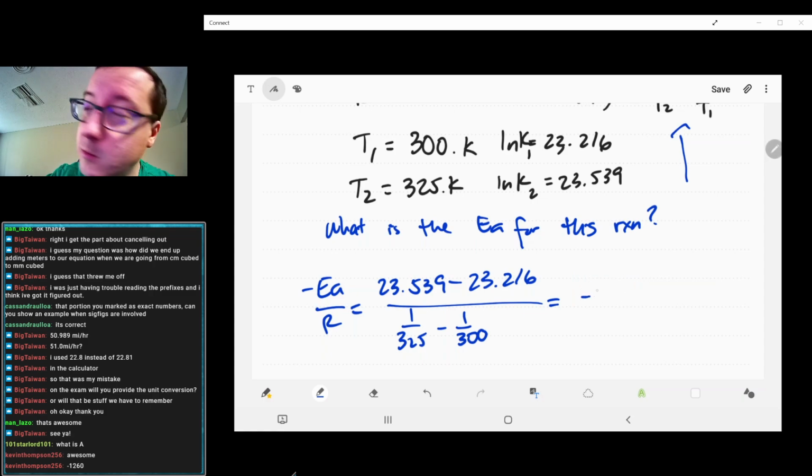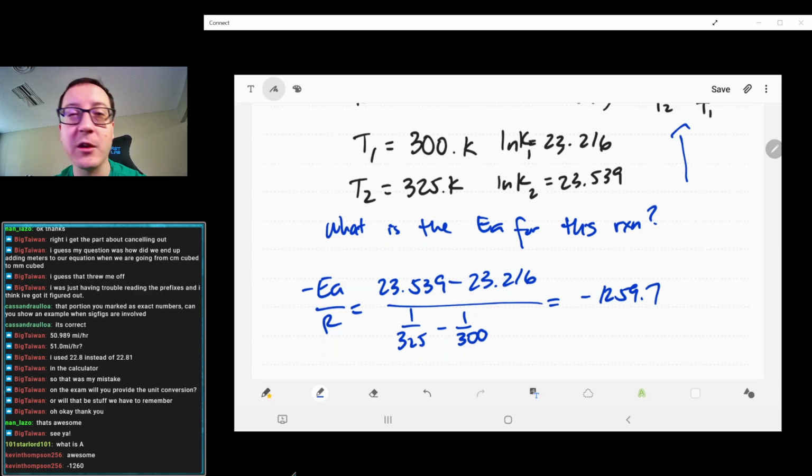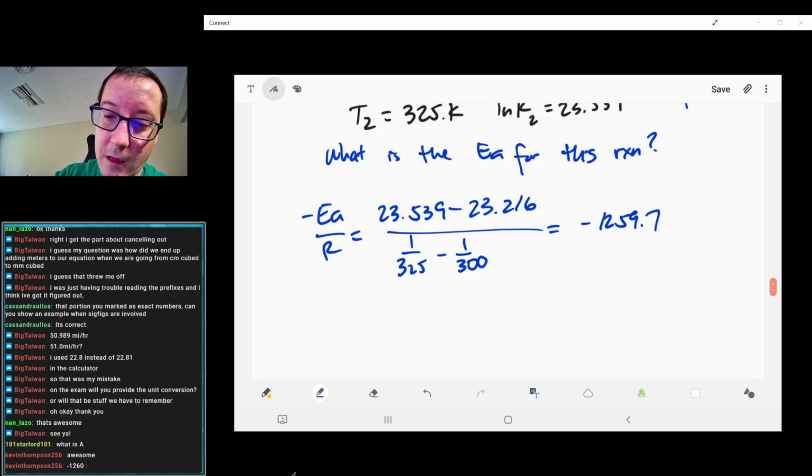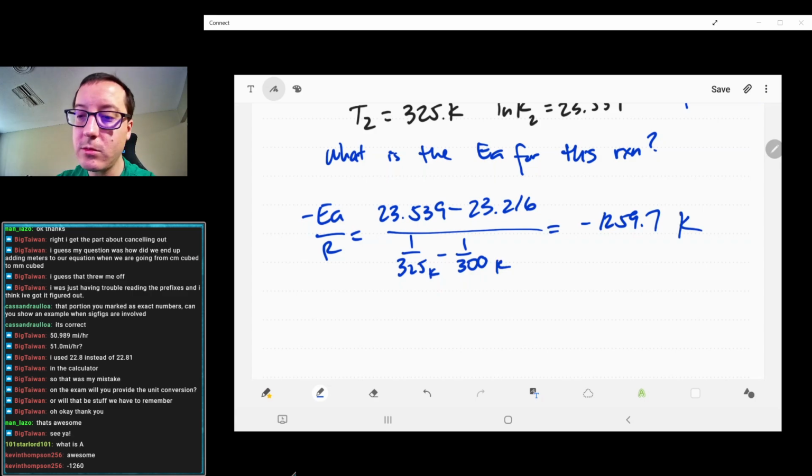So we get negative 1259.7, which we would technically round if we wanted to finish the problem here, but we're not going to. Notice that this is going to be in units of Kelvin.